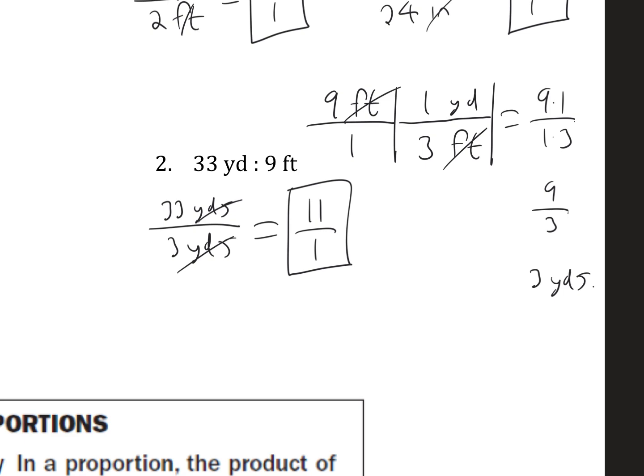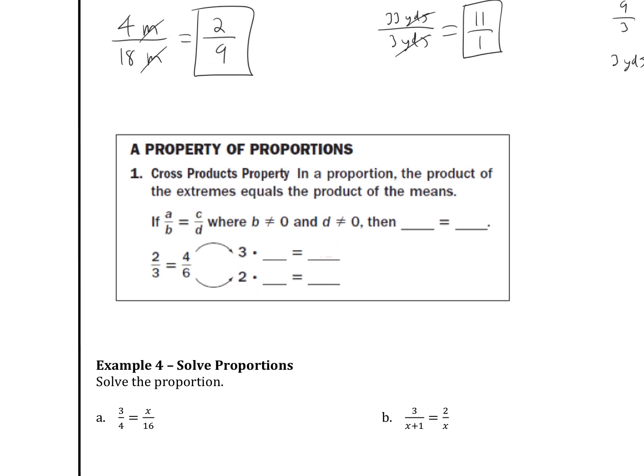Okay? All right, moving along here. We have the property of proportions. We kind of talked about it already in the warm-up. Basically, when you cross multiply, the cross products are going to be equal. For example, if we have A over B equals C over D, then A times D equals what? B times C.